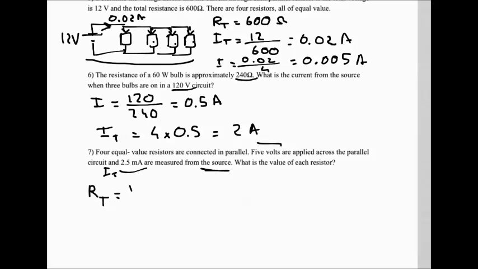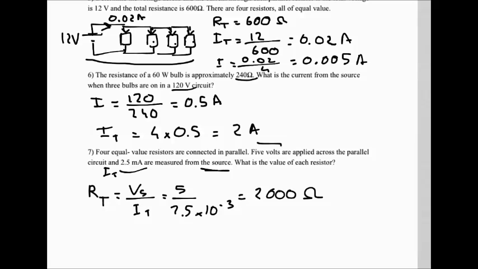RT is going to be Vs over IT. So that's going to be 5 over 2.5 times 10 to the minus 3. So that's going to give you 2000 ohms. And that's the total resistance. Okay? Remember that the total resistance is always smaller than the smallest resistance.